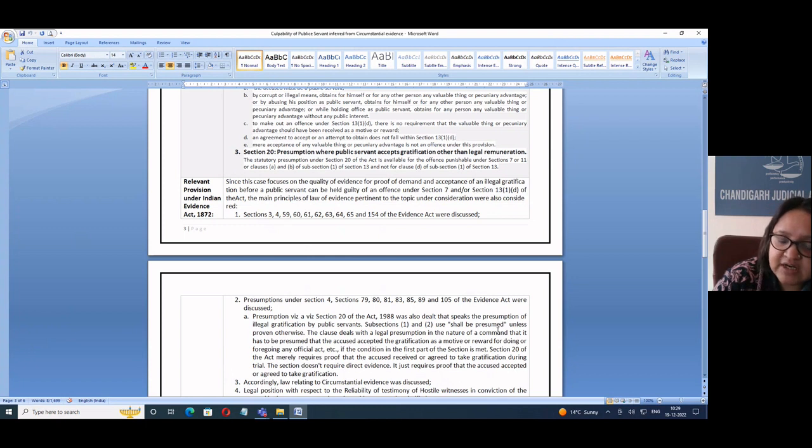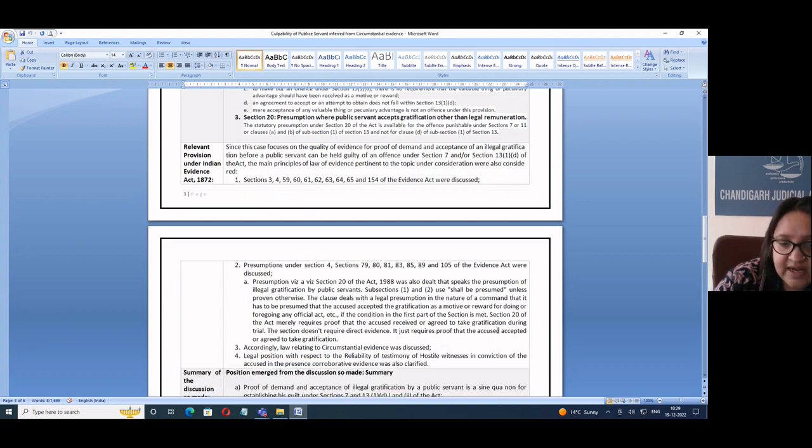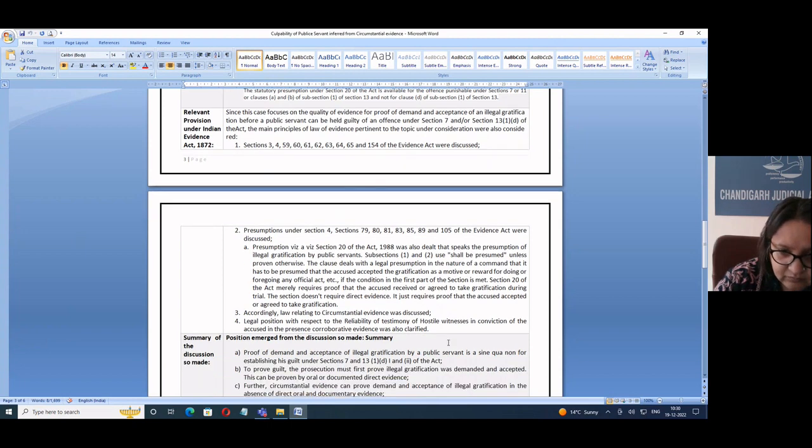Section 20 of the Act merely requires proof that the accused received or agreed to take gratification during trial. The section does not require direct evidence. It just requires proof that the accused accepted or agreed to take gratification. Accordingly, the law relating to circumstantial evidence was also discussed. The legal position with respect to the reliability of testimony of hostile witnesses and conviction of the accused in the presence of corroborative evidence was also clarified.